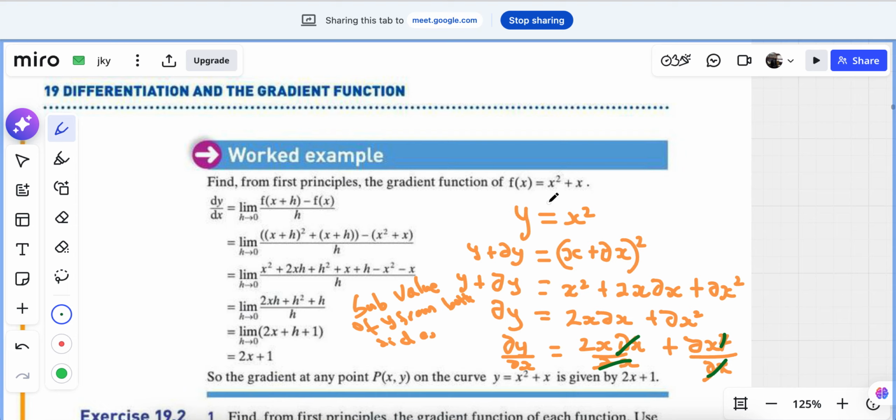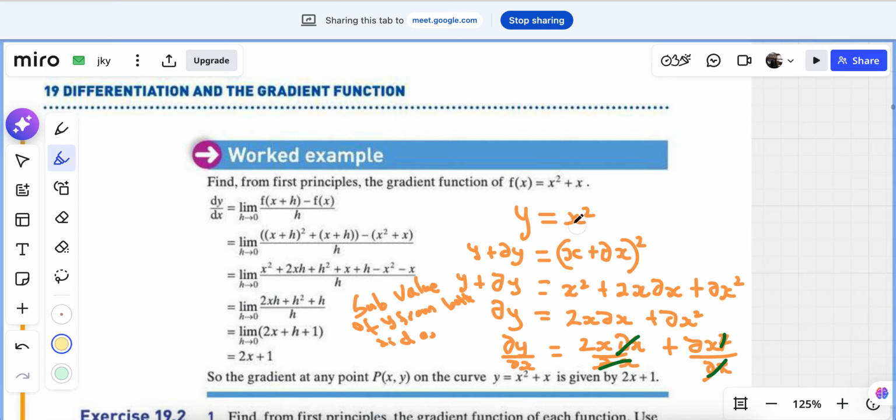If you want to differentiate from first principle, this is what you do. They give you y equals x squared, right? What do you do? You add to the left a small increment. You say plus dy, y plus dy. So you should do this to differentiate from first principle.